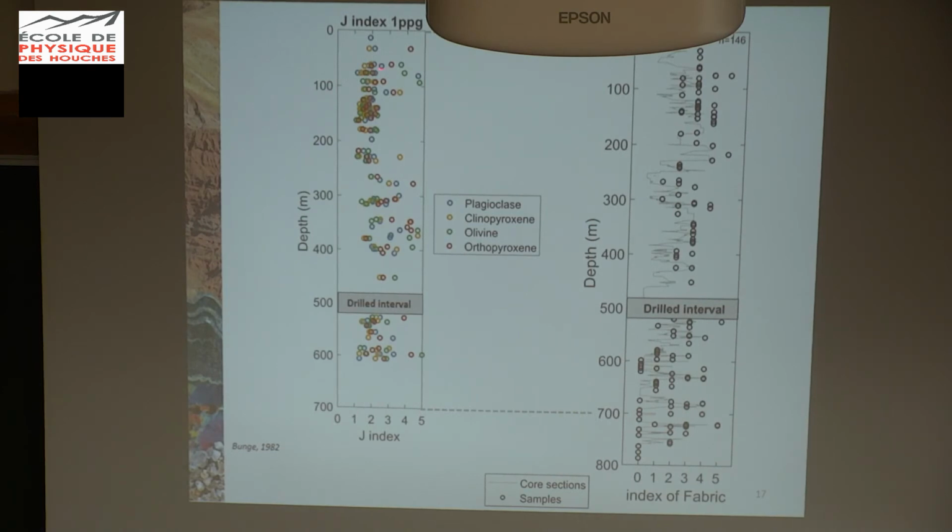Here I show you the evolution of the J index calculated for 1 point per grain, 1 ppg. And you see first that there is no direct correlation between the microstructure observed and the value of the J index. The second thing is that the J index here is from 0 to 5, and you see that in the upper parts it's mainly between 1 and 2, so it's very low. And then it's mainly between 1 and 3, slightly higher, but still very low.